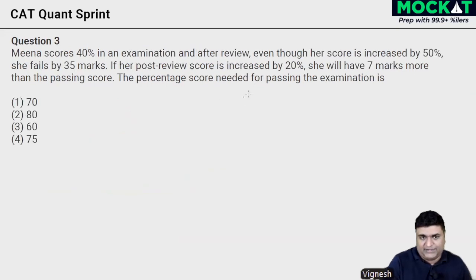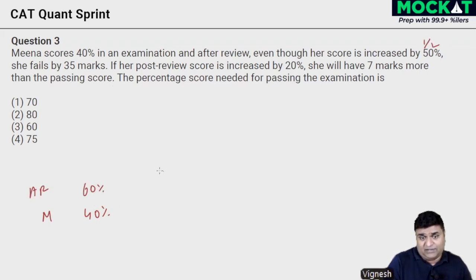On to the third question. Meena scores 40% in an examination, and after review, even though her score is increased by 50%, means 40% has now become 60%, right? It's 50% of 40 has gone up by, right? So you can write 40%, that is Meena. Now after review, it's come up to 60%, right? Half more. 50% is nothing but half more.